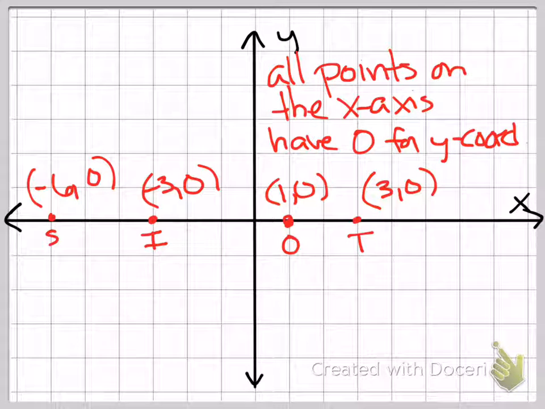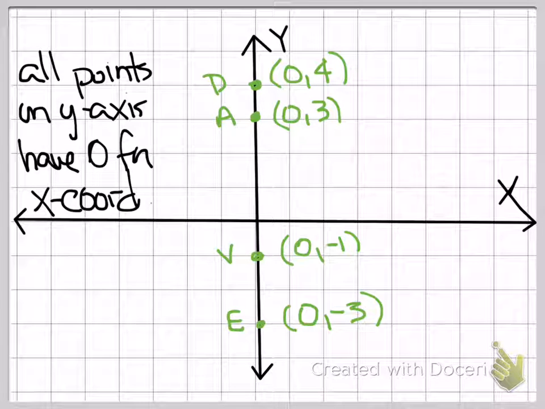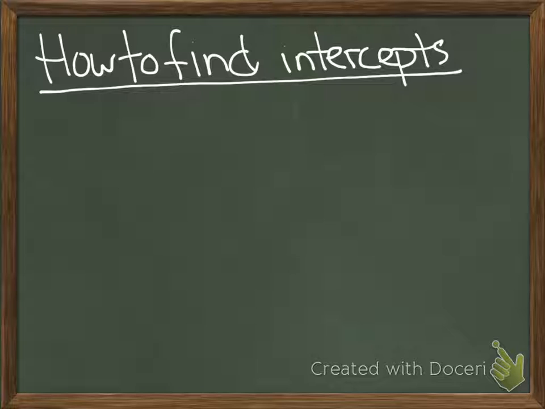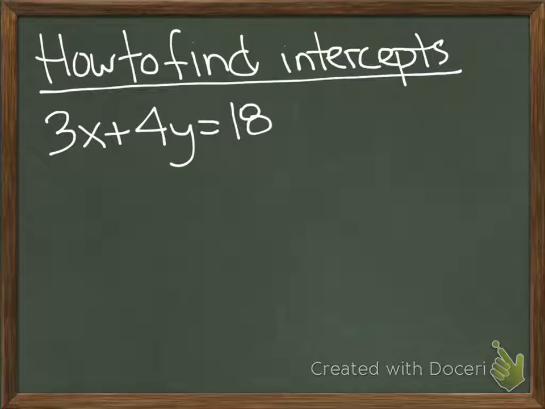If I want the x-axis, I put in 0 for y. If I want the y-axis, I let x be 0. And that's exactly what we're going to do. How do we find the intercepts? Well, very simple. I'm going to give you something that's going to look like this: 3x plus 4y equals 18. Whatever one I want, I let 0 go to the other variable.